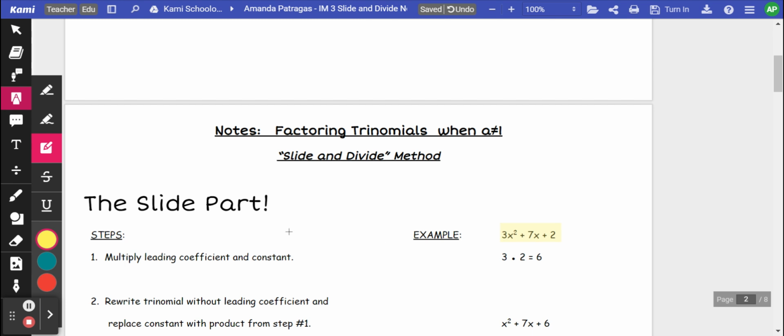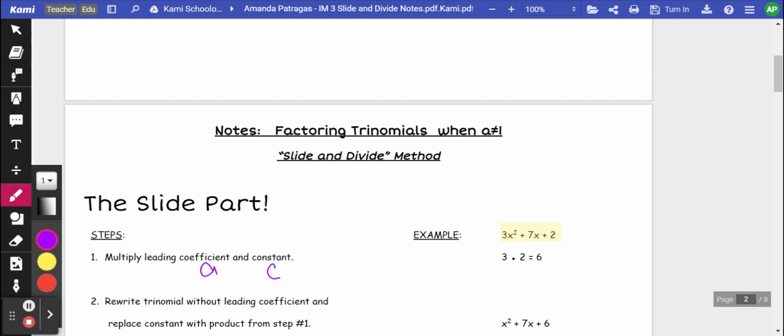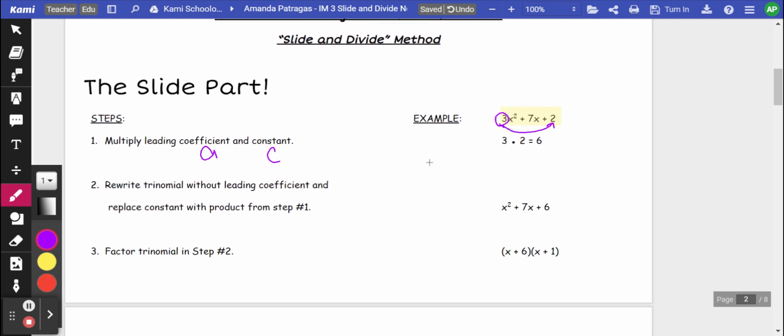There are two parts. First part is slide. We multiply the leading coefficient and the constant. So what does that mean? We multiply A and C. Okay, so I take A, and I like to circle it, and you'll see why later. So I take A and I slide it down to C, and I multiply those. When I do that, notice that my A value now becomes a 1. And then 3 times 2 is 6. That's my new C value.